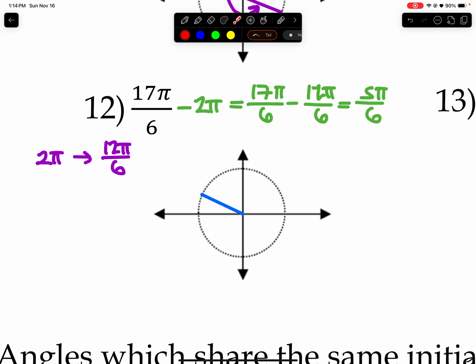But to show an additional full rotation that we took away, we're going to have to go around the whole circle at least once. So around the full rotation, and then a little bit extra to show the extra 5 pi over 6.